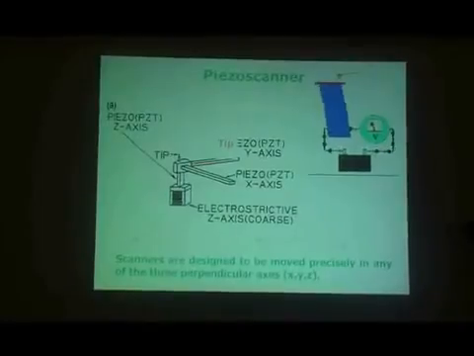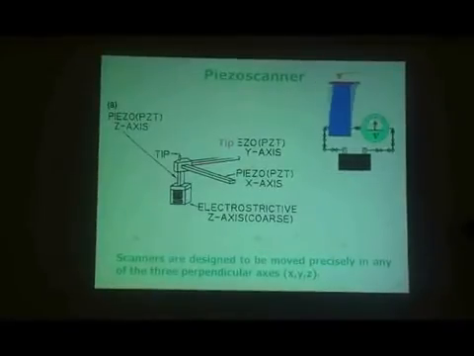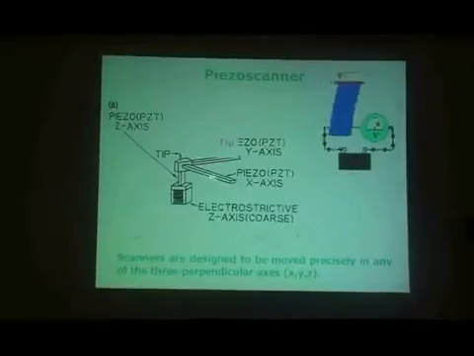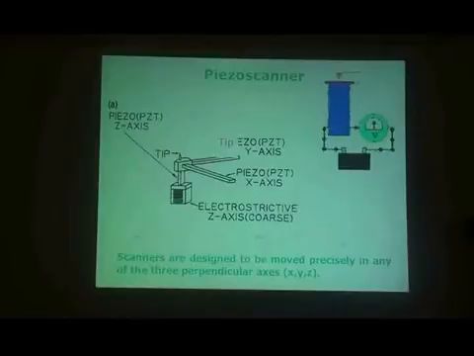And usually there are different types of scanners. There are flexure scanners and tube scanners. And you use three different pieces for the X, Y and Z movement. That is how this AFM works. You have this atomically sharp tip and the movement is done with the piezo scanners.